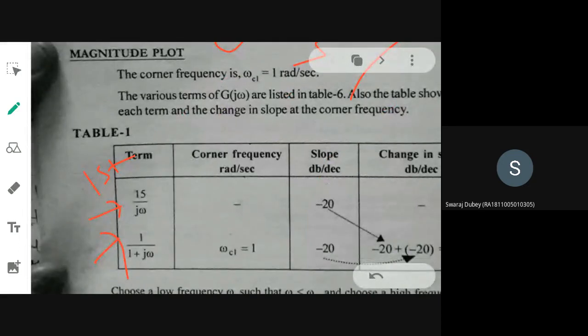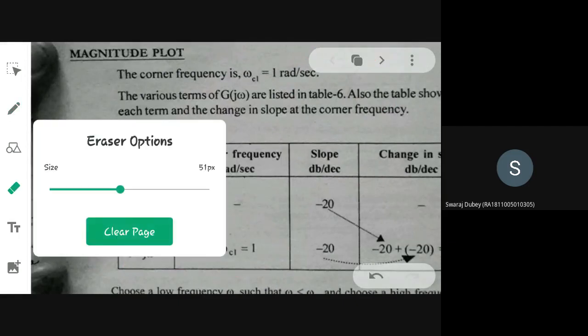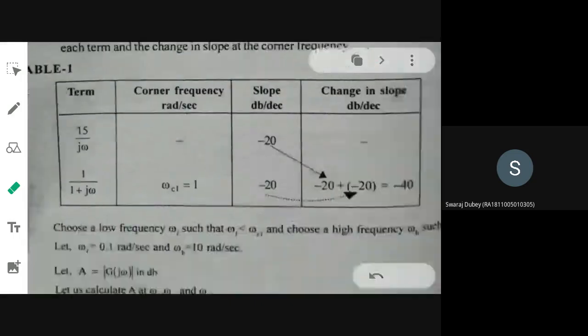So the next term is the first order factor in the denominator, with its corresponding corner frequency. Next you need to tabulate the slope in dB per decade. Both the factors are in the denominator. So what is the nature of the slope?